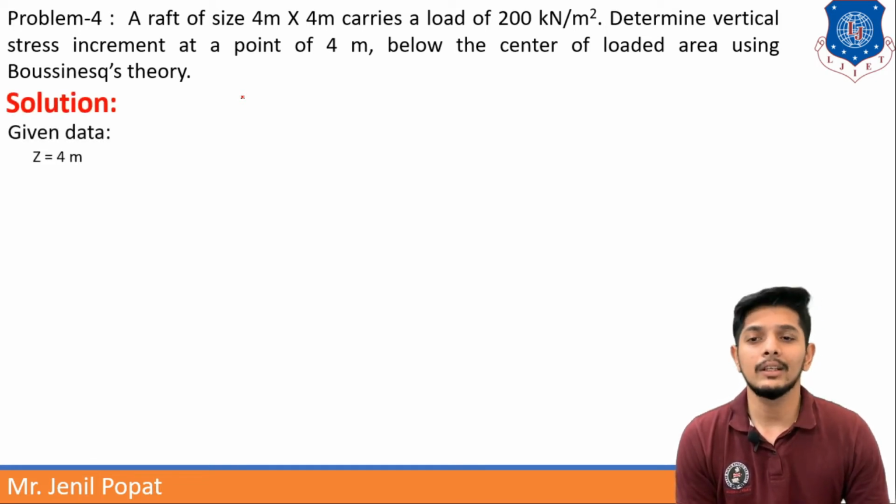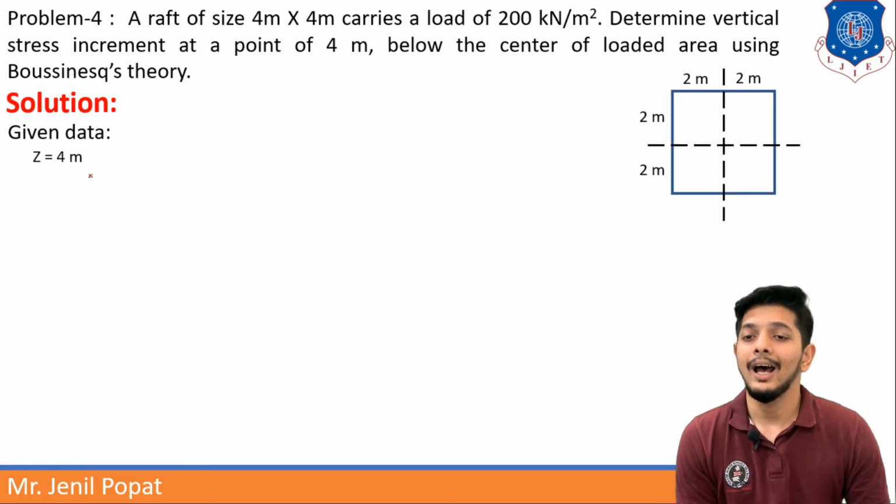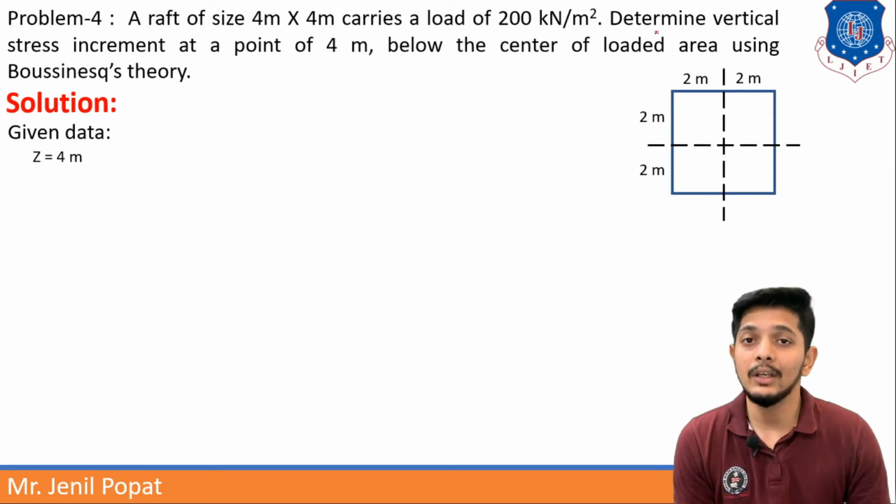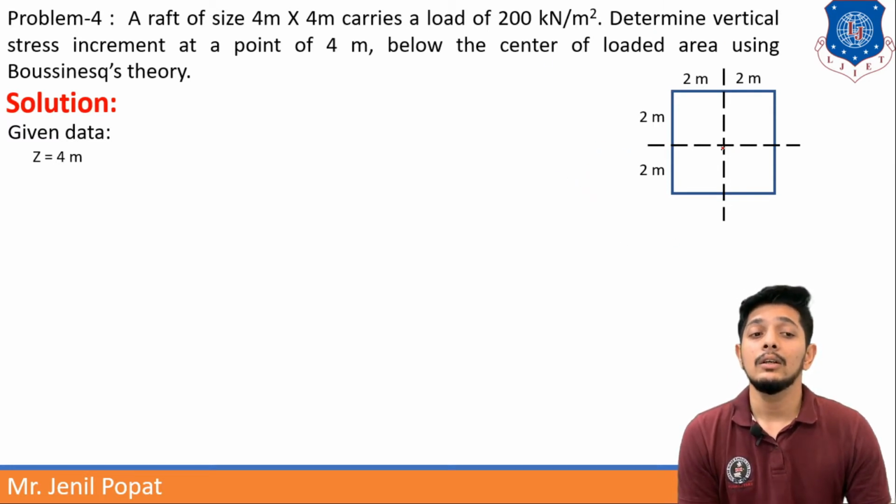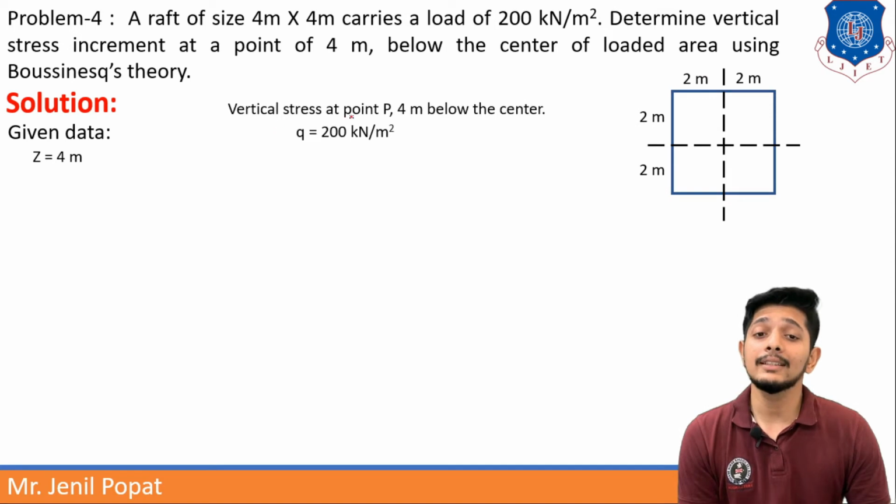Let us write given data first. Z is equal to 4 meter, R will be 0. Here raft will look like this. In the figure you can see that here from center every edge is of 2 meter 2 meter. So it is a symmetric kind of foundation. So vertical stress at point P, at this center point P, vertical stress below the center 4 meter, Q is getting 200 kilonewton per meter square.